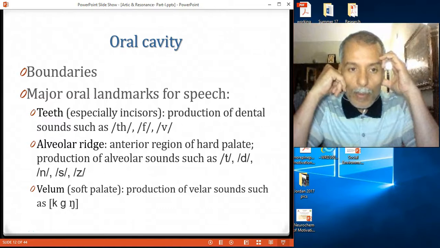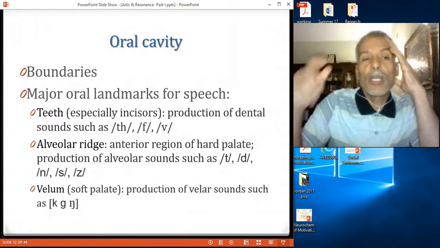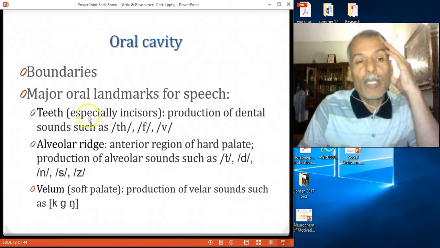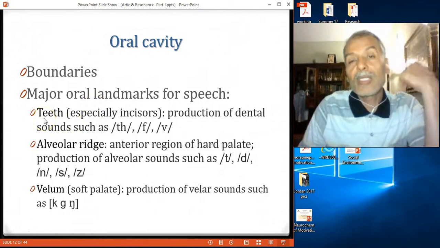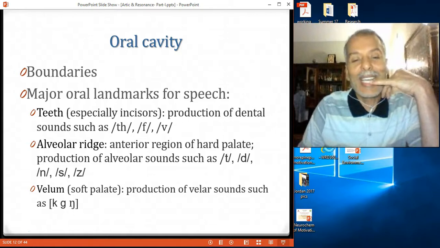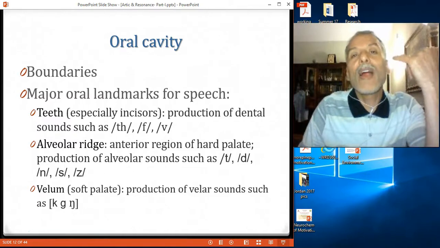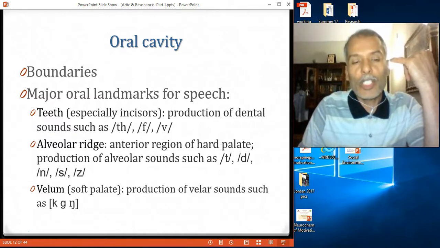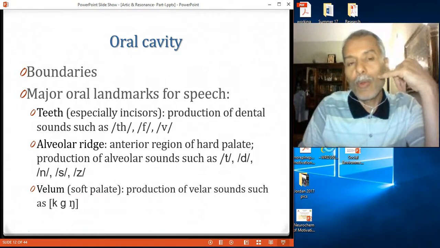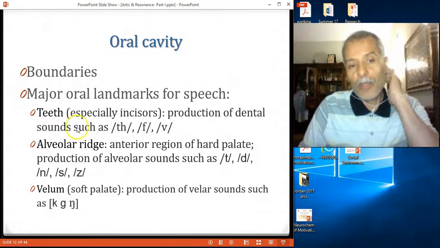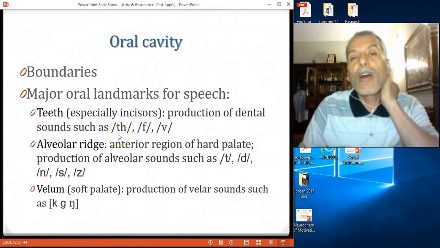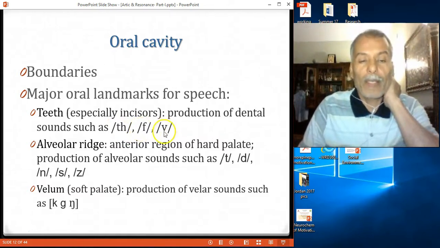So the major landmarks for speech that are found in the oral cavity include the teeth, because when you say teeth, you place your tongue between the two teeth. So the teeth are immobile articulators, as opposed to the tongue that is a mobile articulator. You use the teeth to make the sounds th, as in thumb, or then. So these are two sounds, and then f and v. These are the English sounds that are called, what do you call them?